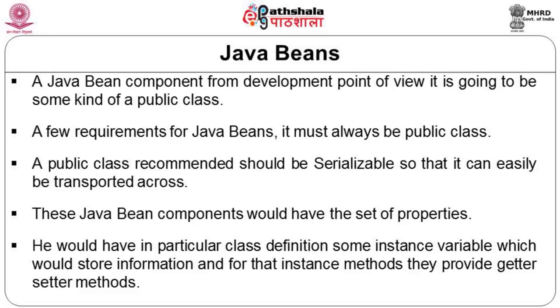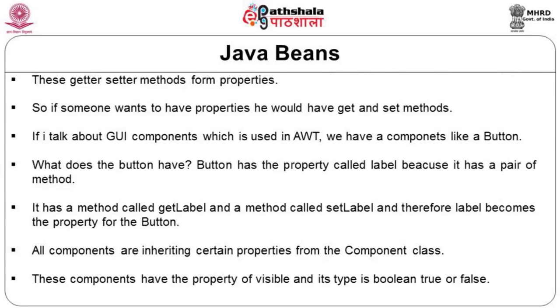Another thing, this JavaBeans component would have a set of properties. Normally, if someone has properties, he would have in that particular class definition some instance variables which store information. And for those instance variables, they provide get and set methods, getter and setter methods, a very common thing. These getter and setter methods form properties: there is a get method, there is a set method, and therefore I have a property of a certain kind. So, if someone wants to have properties, he would have get and set methods.